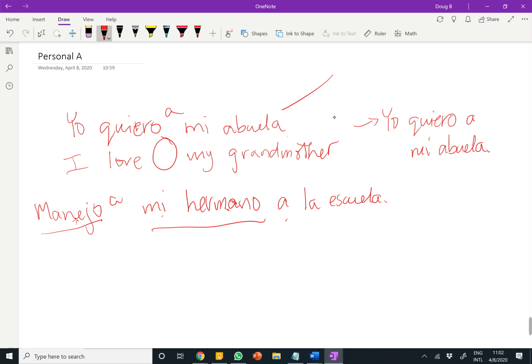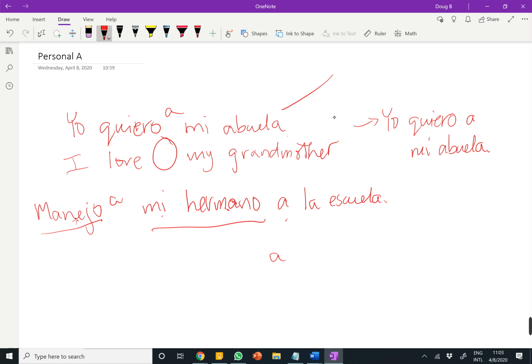I'm not looking for you guys to get this 100%, because this is one of the things you'll pick up as you go. But you should be looking out for this. A lot of times in your compositions, you'll see that I've written an A there, right? And so you'll stick an accent on it, but what I actually mean is it needs a personal A in there.